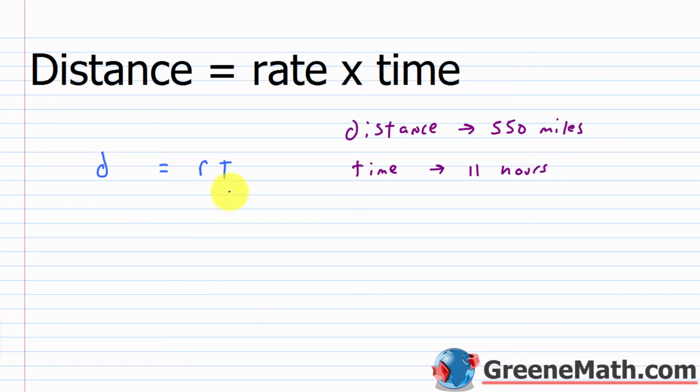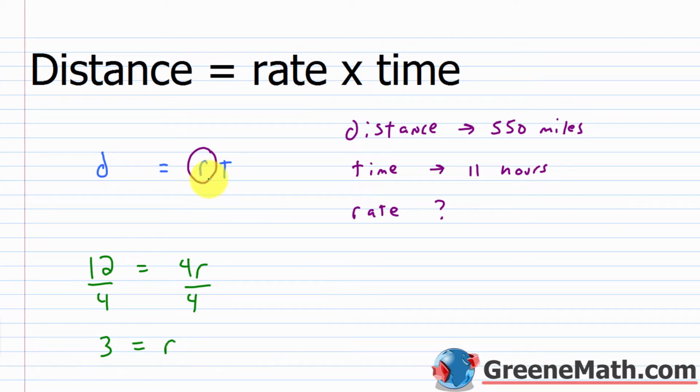Now, in order to get a solution here for r, because the rate of speed right now is unknown, what I would want to do is solve this formula for r. So what I'm going to think about here is treating t as if it's the coefficient of r. If I saw something like 12 is equal to 4r, if I want to isolate r, we divide both sides of the equation by 4, and we get 3 is equal to r.